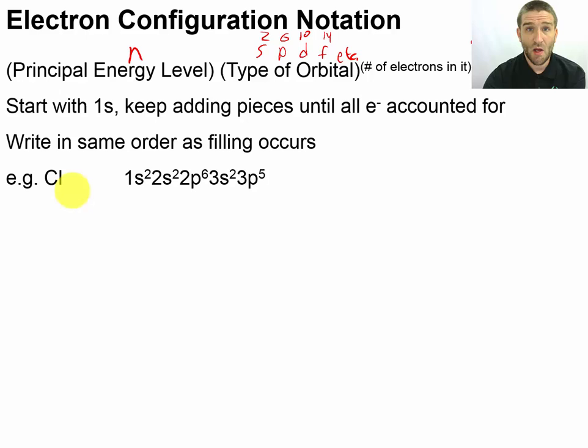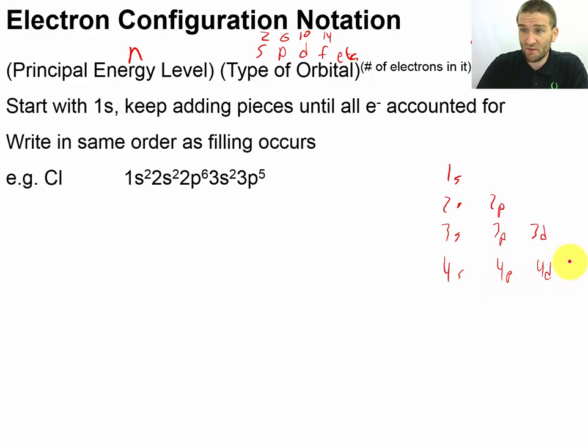Okay, so chlorine has 17 protons. It's neutral in this example, so it's going to have 17 electrons as well. We're going to follow our filling rules for our diagonal table. We have our 1s, our 2s, 2p. We'll have our 3s, 3p, 3d, 4s, 4p, 4d, and 4f. And that's probably as far down as I'm going to need to go for most things.